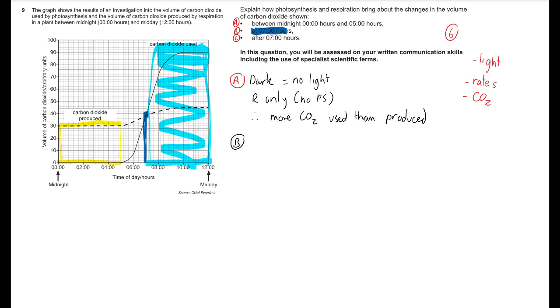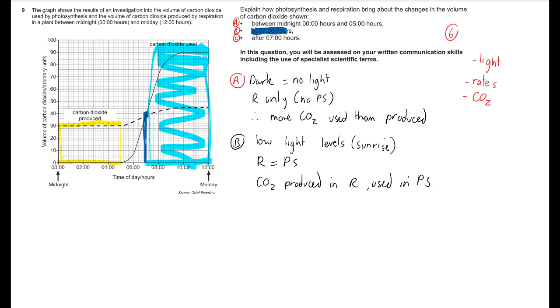B. At 7 AM, there would be low light levels, because that's probably where it's likely to be sunrise. So the rate of respiration equals the rate of photosynthesis. So therefore, any carbon dioxide produced in respiration gets used in photosynthesis. Now remember the other things you say here, there's no net exchange, because that is the compensation point.